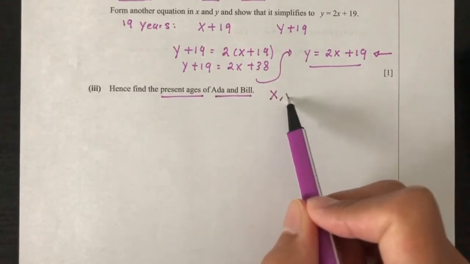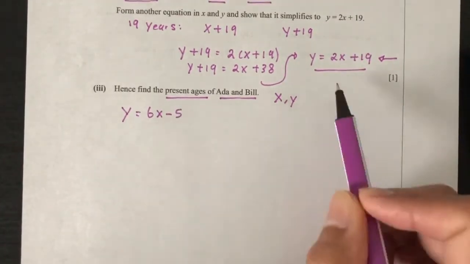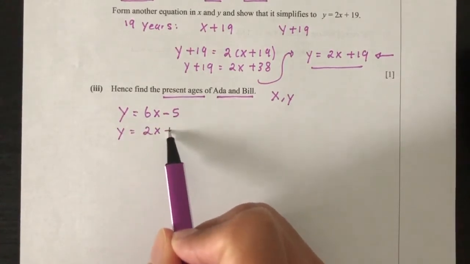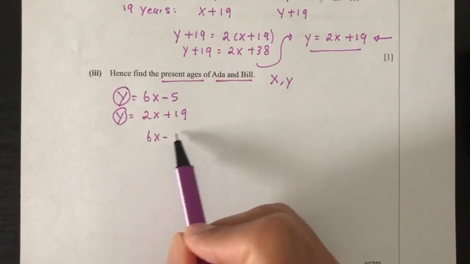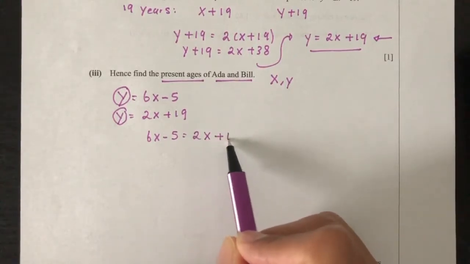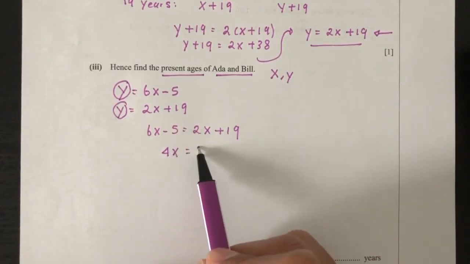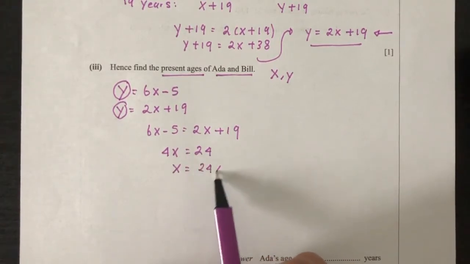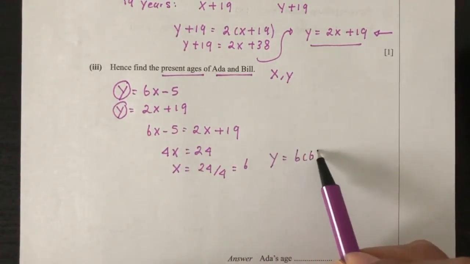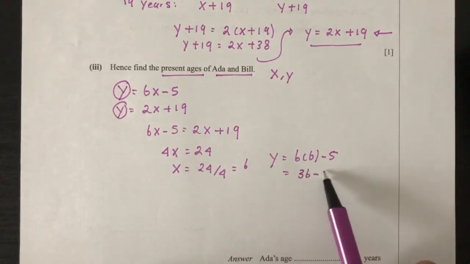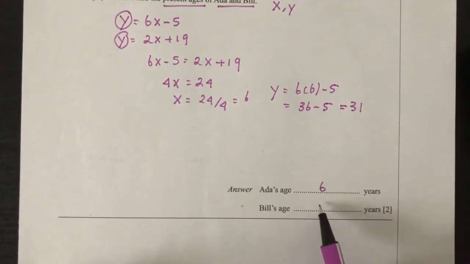So we have to find the value of x and y. So if you observe, from the first part we have the first equation, y equal to 6x minus 5. And here we have y equal to 2x plus 19. So we have y here and y here. We can solve simultaneously. So we have 6x minus 5 equal to 2x plus 19. Now we send x to one side. You will have 4x here. And here you will have 19 plus 5. That will be 24. X will be 24 divided by 4. That will be 6. And y will be, replaced back in the equation, you will have 6 times x, which is 6, minus 5, which is 36 minus 5. That will be 31. So your value for x will be 6, and the value for y will be 31.